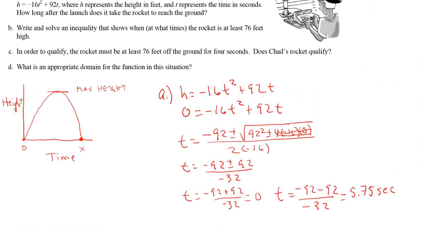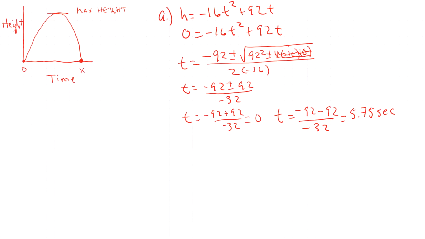So we know, if we're starting at 0, the rocket will be in the air for 5.75 seconds.